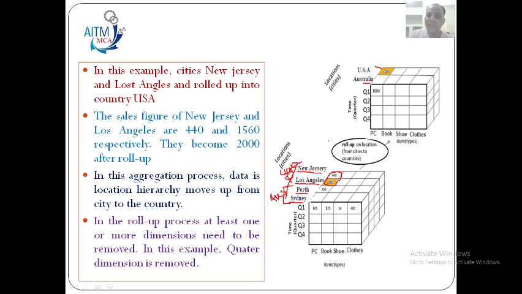Got it? Only I am reducing these cities into countries. When I reduce these cities into countries, the number of dimensions will be reduced. So instead of 4, it is reduced to 2. Clear? This aggregation function processes data on the location hierarchy, moving up from the city to the country. From city to country, it is moved up.